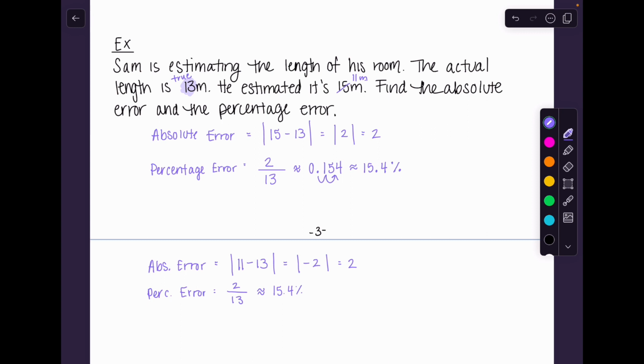So the sign makes no difference here like it does for percentage change or relative change, because there we care whether we were losing or gaining money. Here, because we're over or underestimating, it doesn't make a difference which side we're on.